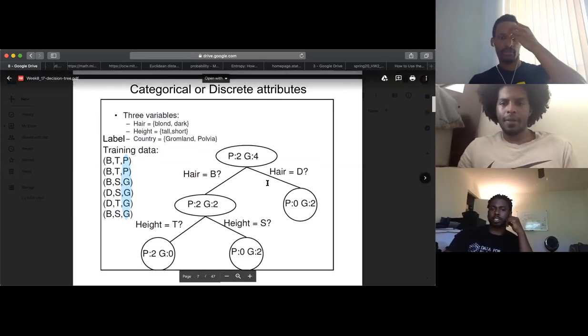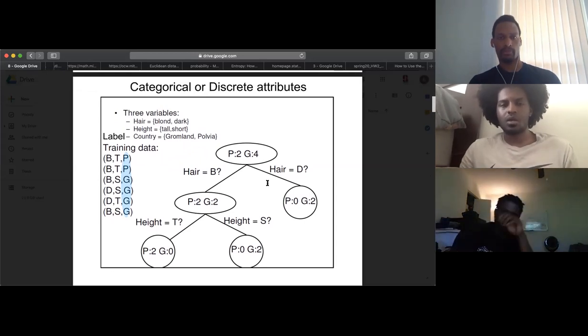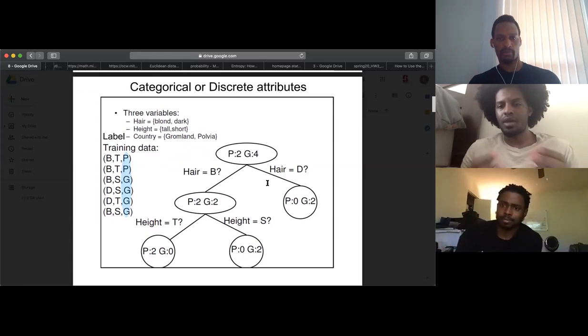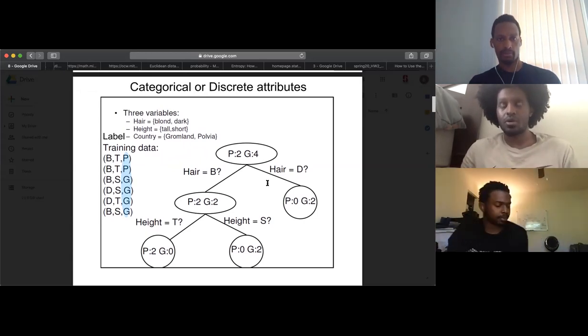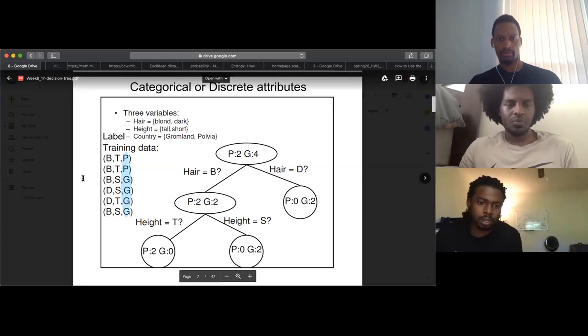Question: is this an example of a categorical or discrete attribute? They're the same. Categorical variables are discrete in nature. There are continuous decision trees that try to do regression, but they're not very good at it, if that makes sense. We'll talk a little bit more about it down there. Okay, that makes sense. Thank you.